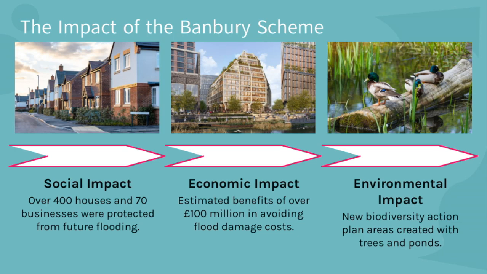First, the social impact. The scheme protected over 400 houses from future flooding. This matters because flooding can force people out of their homes, damage possessions, and cause stress and trauma. The scheme also protected 70 businesses. This helps protect jobs, services, and the local economy.